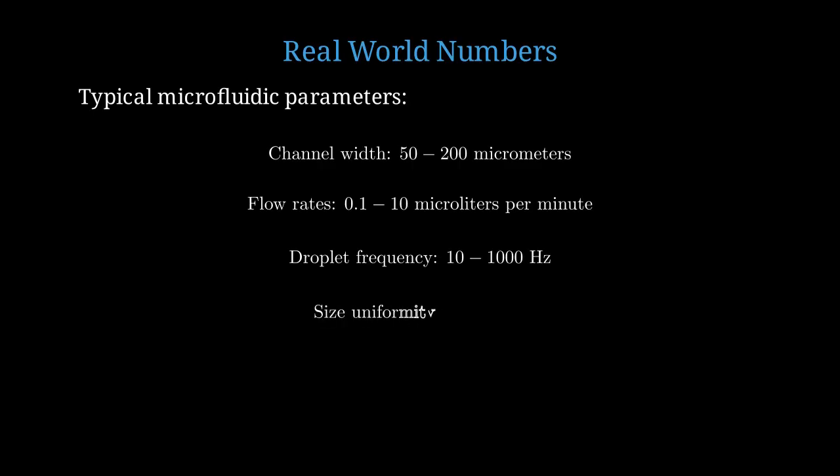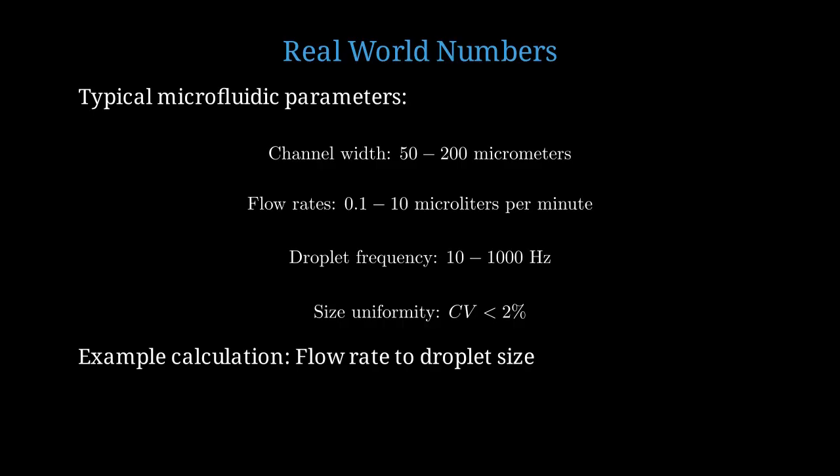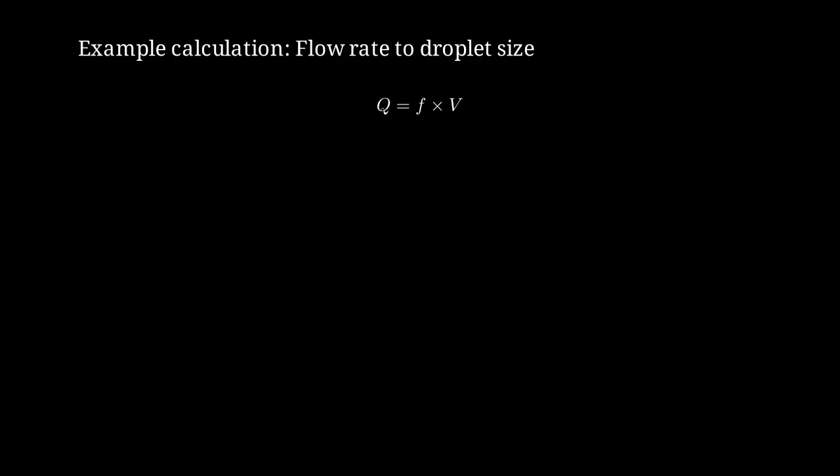The coefficient of variation in droplet size is typically less than 2%. That's remarkably uniform. Let's do a quick calculation. If we know the flow rate, can we predict the droplet size? The volumetric flow rate Q equals frequency F times volume V per droplet. If Q is 1 microliter per minute and F is 100 Hz, then V equals 167 picoliters per droplet.